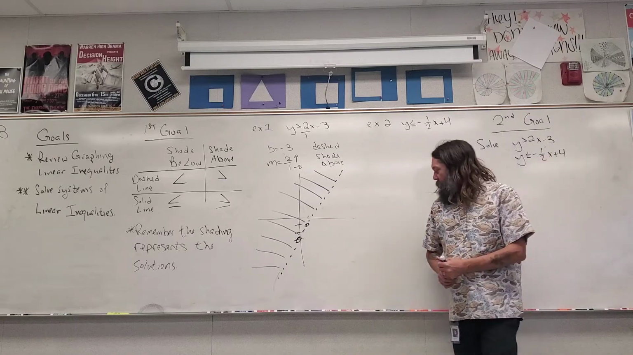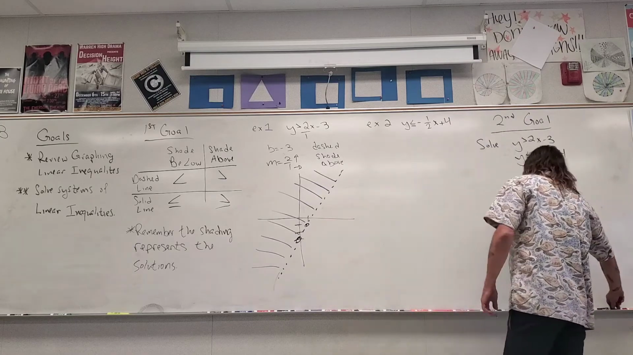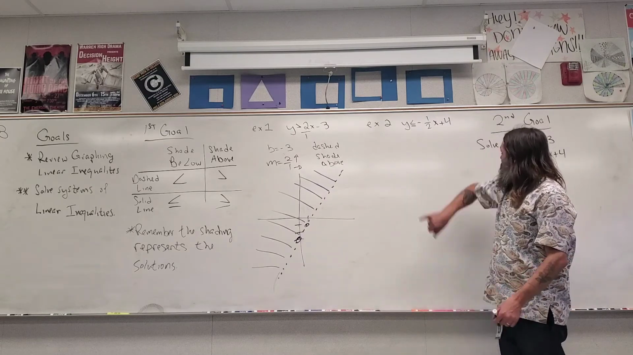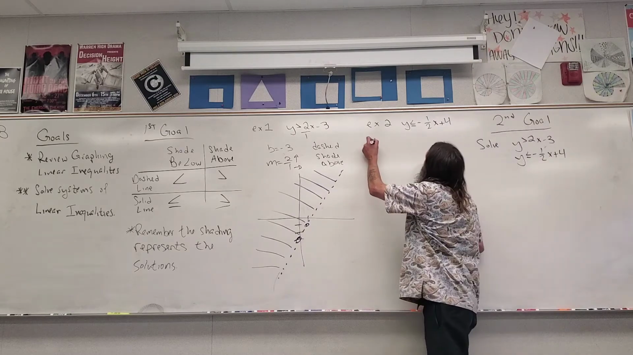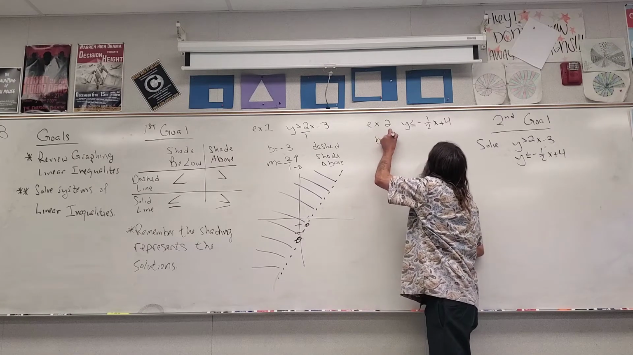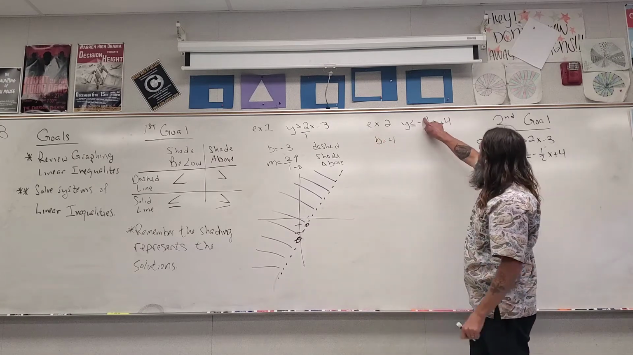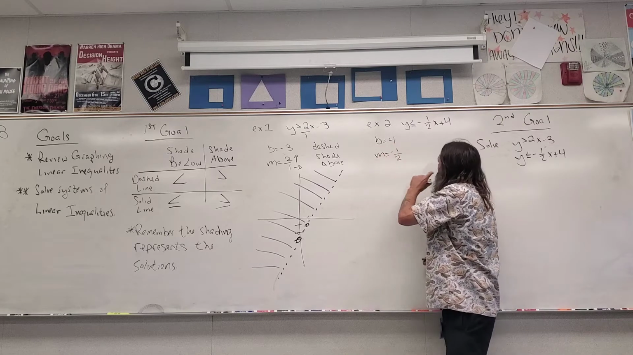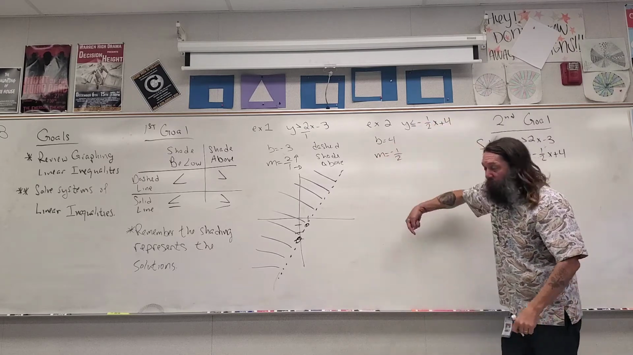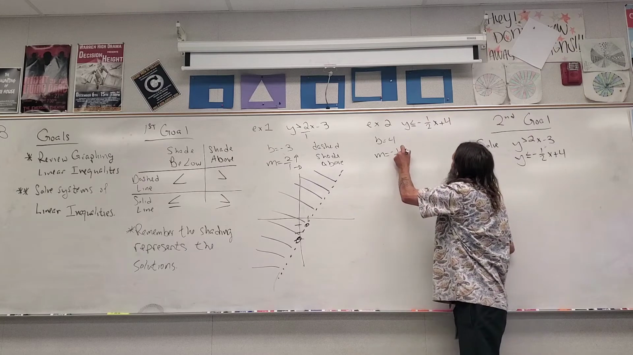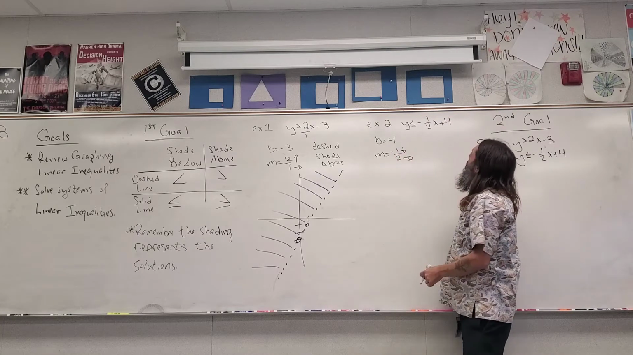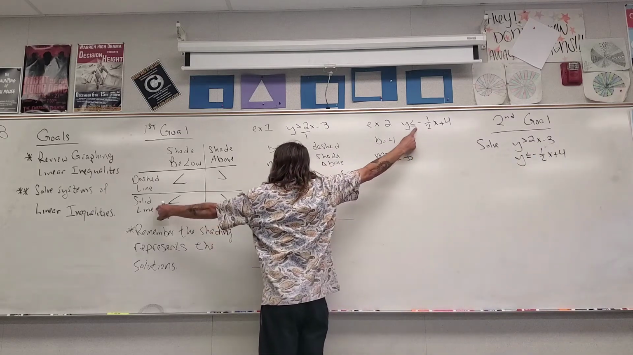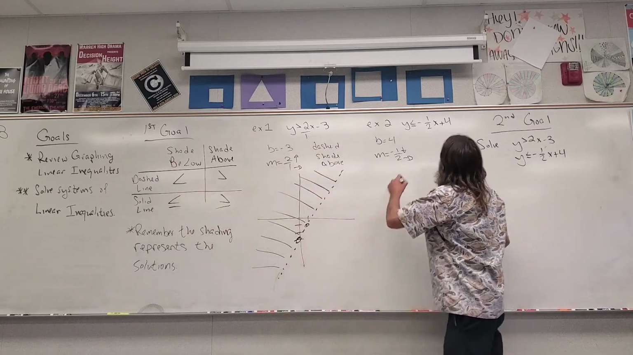Let's graph example 2, and we'll use a different color for example 2. So again, I need to know my b value. My b value is +4. I am going to put the negative with the 1. So my m is -1 over 2. So I rise in the downward direction. And I run to the right. My line is solid, and I shade below.